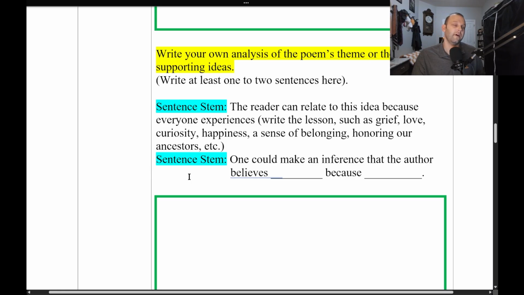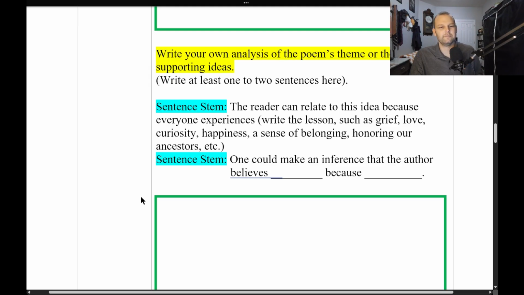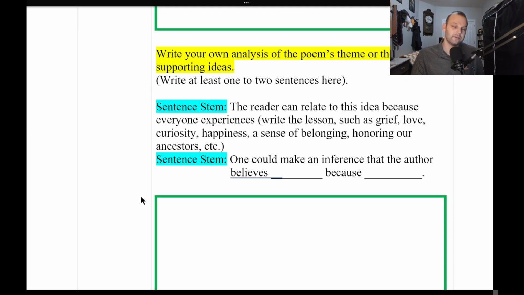Maybe the author discussed the principle of honoring our ancestors, but the author didn't explicitly discuss how honoring our ancestors should be carried on across all cultures and all time. So maybe you would make an inference that the author believes not just we need to honor our ancestors right now in one culture, but honoring our ancestors should hold true for all time across all cultures. Maybe you could make that inference, even if the author doesn't explicitly state that.